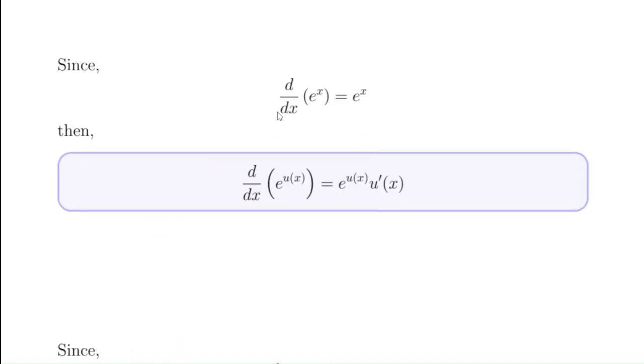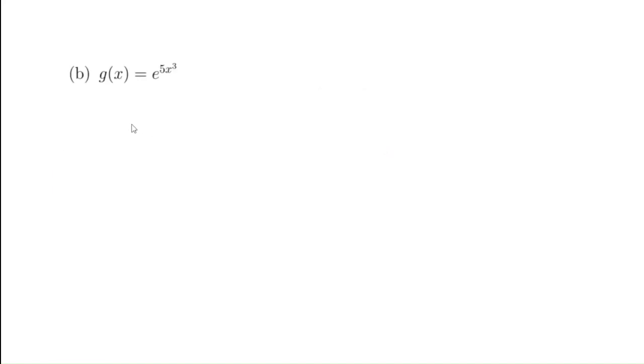Now, the chain rule also tells us that since the derivative of e to the x is e to the x, and we know that, right, the derivative of e to the something, to some function of x, some u of x, will be e to the something, but then times the derivative of the something. So as a quick example, if g of x is e to the 5x cubed, g prime of x is going to be e to the 5x cubed, but then times 15x squared.